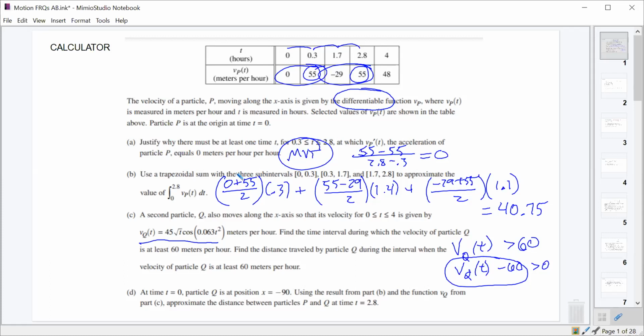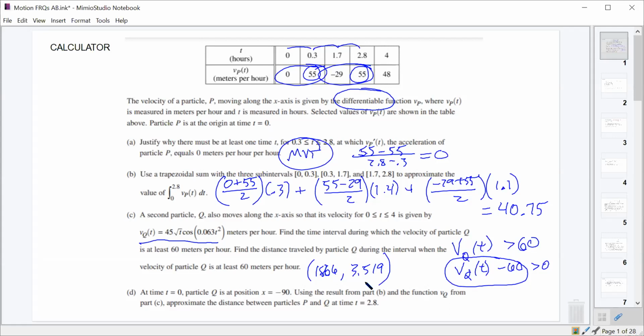Anybody get an interval there for part C? What'd you get? 1.866. So what? 3.51. Good enough. Yeah. People agree with that interval?